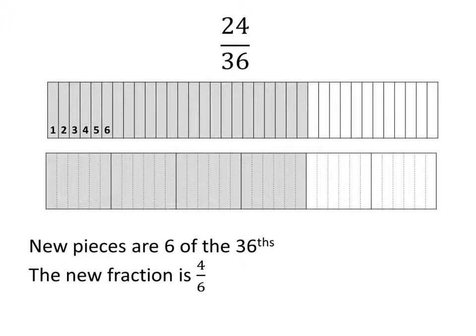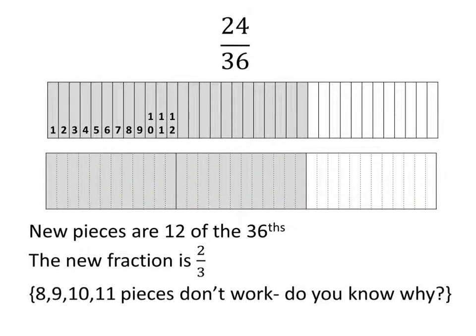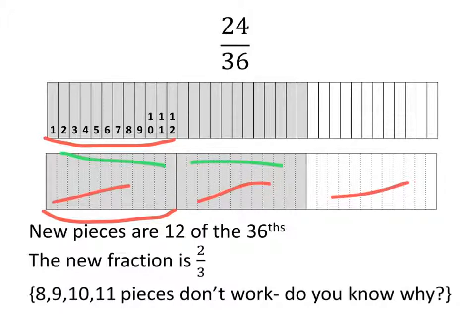So let's try 6. Again, I took 6 of my 36, I put them together, and then we count. 4 that are shaded, 6 in the whole. So I have a new fraction of 4/6. Now we try 12. So I have 12 of the little pieces became my one new big piece. And if I count, I have 2 that are shaded, 3 in the whole. So there's my 2/3. So 24/36 is equivalent to 2/3.